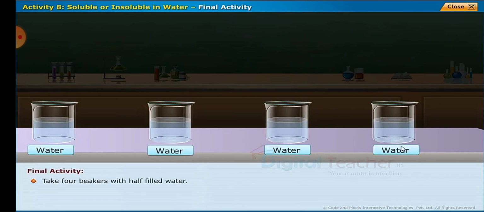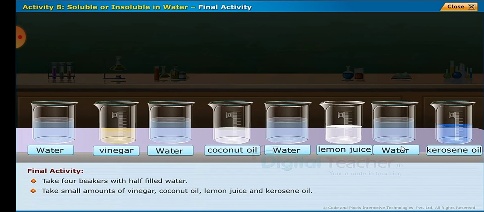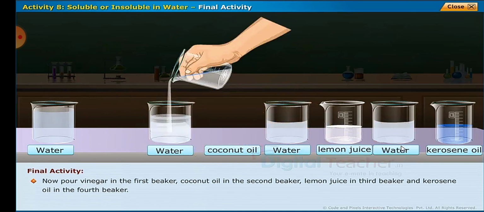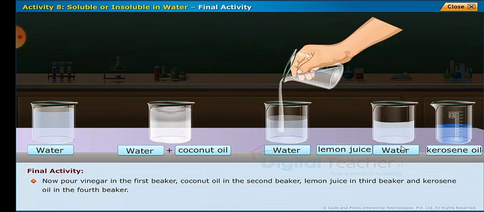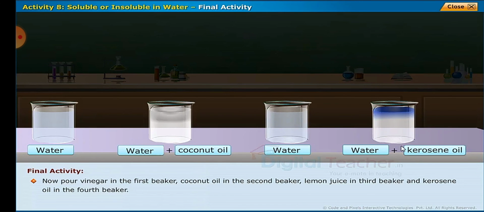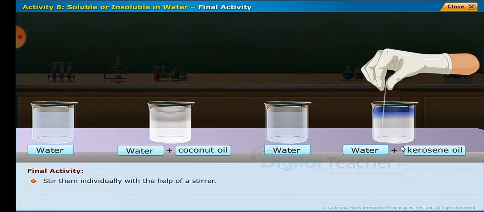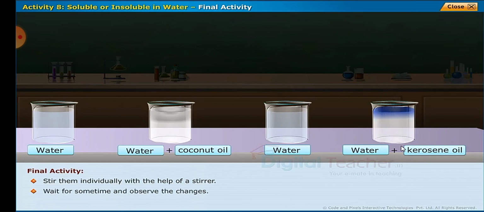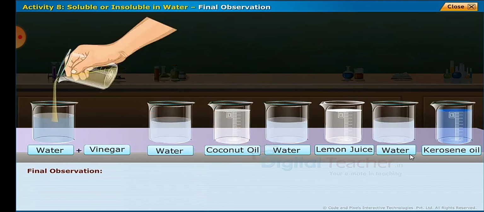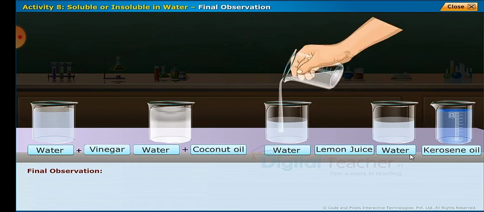Take 4 beakers with half-filled water. Take small amounts of vinegar, coconut oil, lemon juice and kerosene oil. Now pour vinegar in the first beaker, coconut oil in the second beaker, lemon juice in third beaker and kerosene oil in the fourth beaker. Stir them individually with the help of a stirrer. Wait for some time and observe the changes. We observe that coconut oil and kerosene oil float upon the surface of water and form separate layers, whereas no separate layer is formed in the case of vinegar and lemon juice.